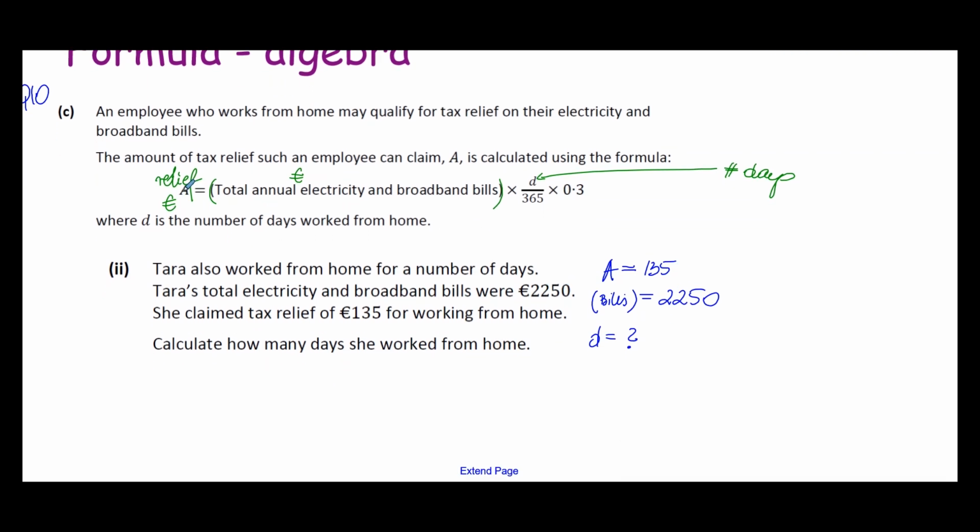So now we are subbing in those values in place of letters. So instead of A, the relief here, we are putting 135 equals. Now, instead of the total bills, we are putting 2,250, multiplied by a fraction. D is our letter we are looking for, divided by 365, and multiplied by 0.3.